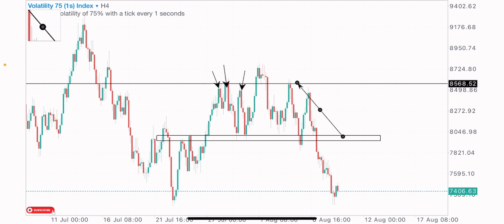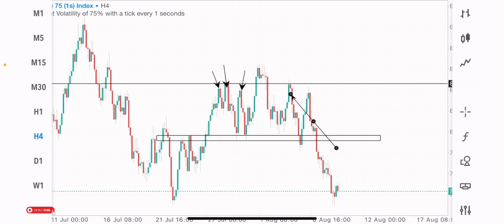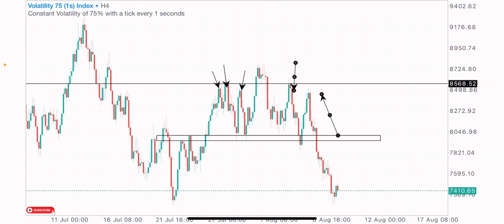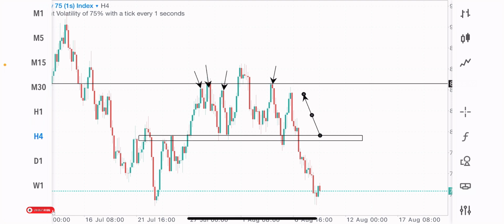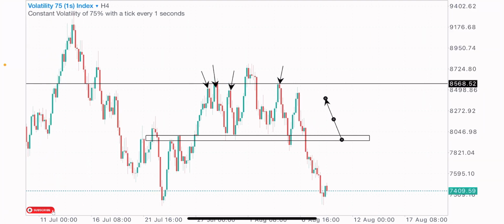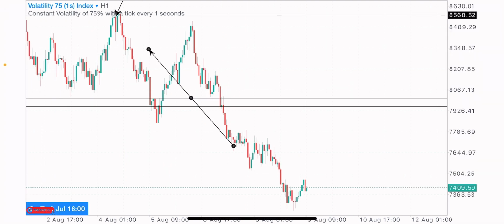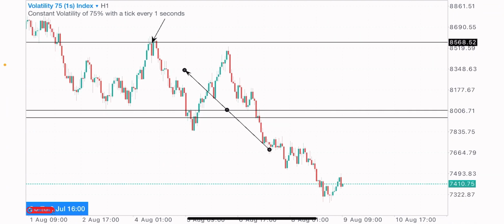So on the test of this level, I'll be looking to sell this index. So what do I do in this case? I would be going to a lower time frame, the next two lower time frames, which is the 15 minutes time frame. After the 4 hour time frame, we count the 1 hour time frame, then the 15 minutes time frame. That's the next two standard lower time frames.